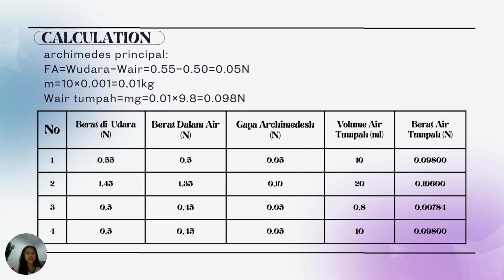You can see trials 1, 2, 3, and 4, where the mass in air for the first is 0.55, 2 is 1.45, 3 is 0.5, and 4 is 0.5.